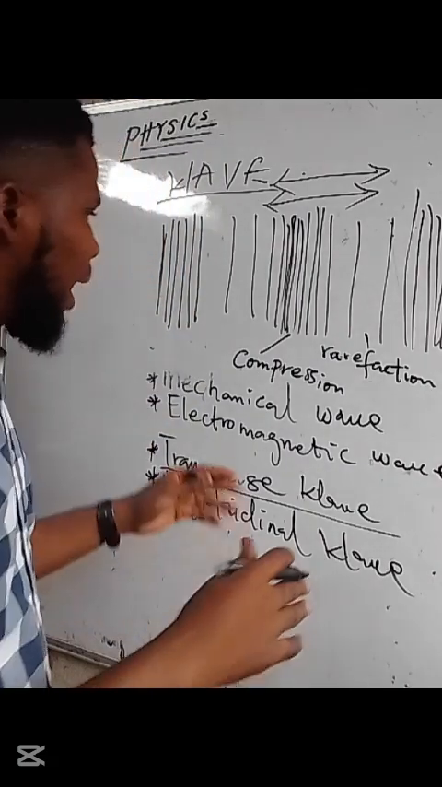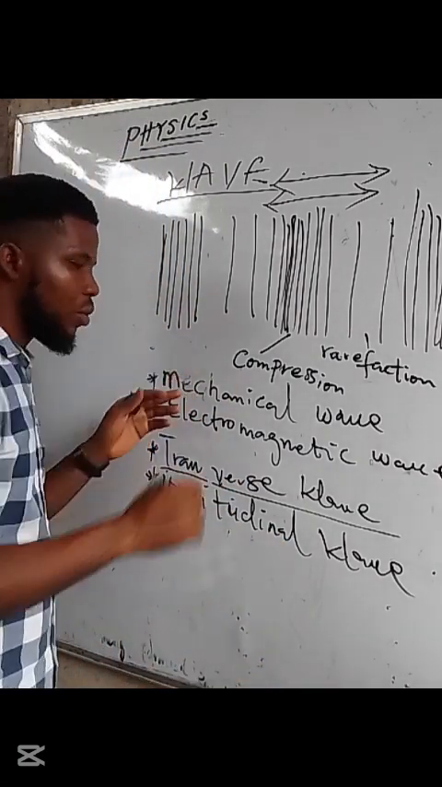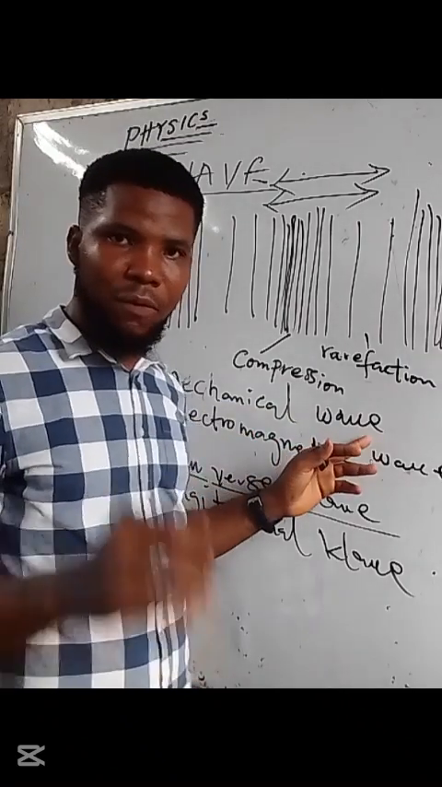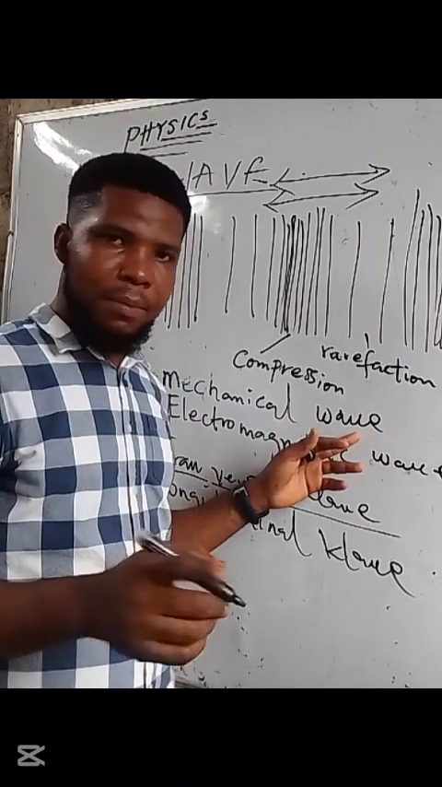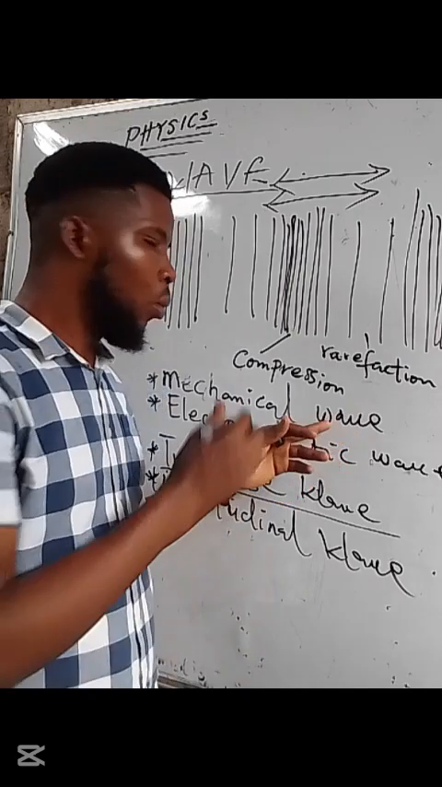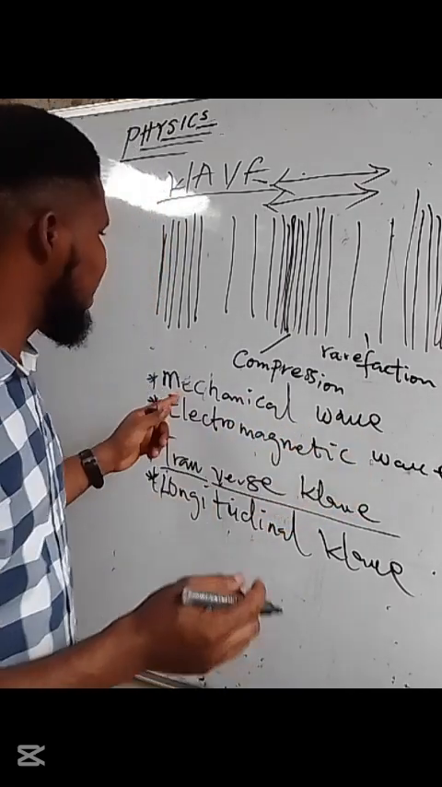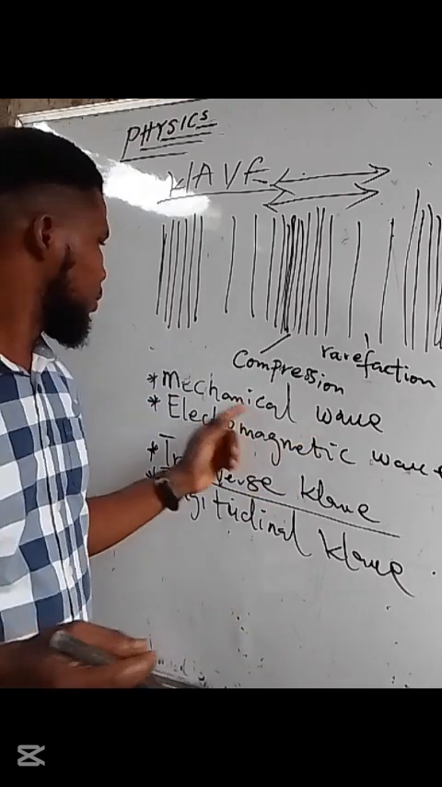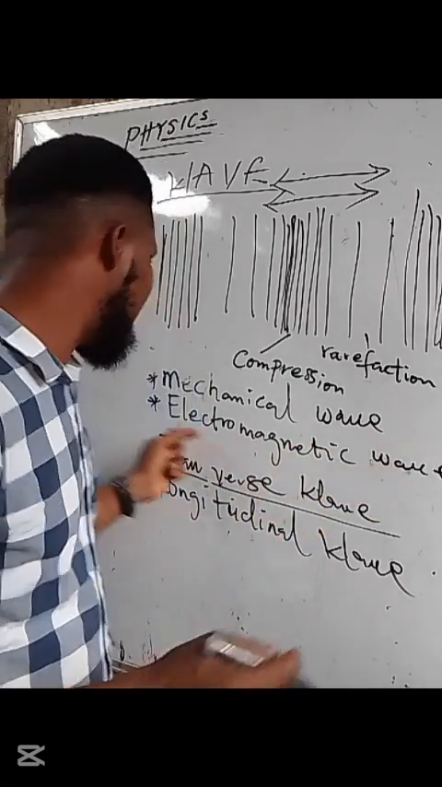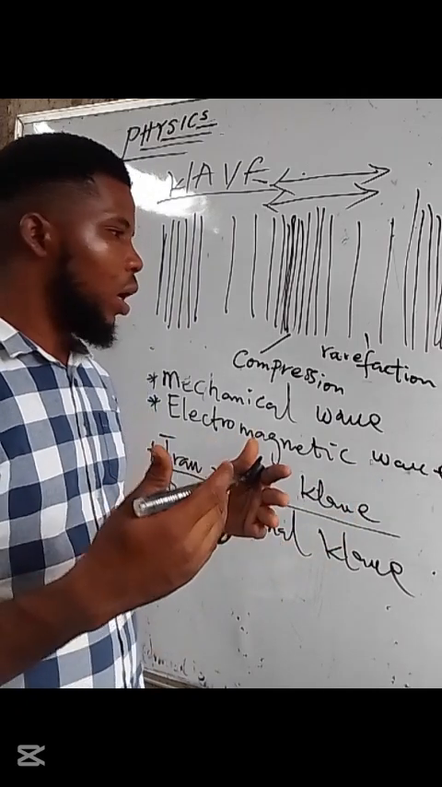So now let's look at all we have discussed so far. What are examples of mechanical waves? Examples of mechanical waves: sound. Why? Because sound requires a material medium. Water waves also require a material medium. Every wave that requires a material medium falls under mechanical waves.